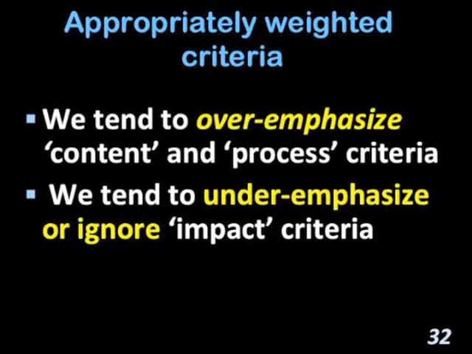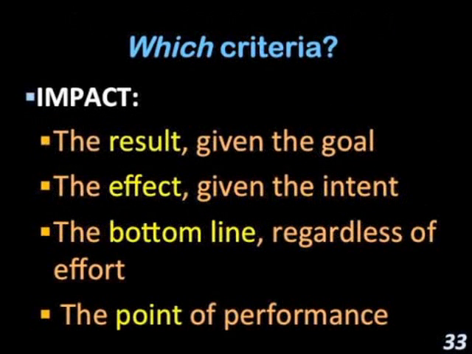What do we mean by impact? Well, the result, the effect, the bottom line. Was the point of performance honored and accomplished? It's useful, therefore, to think not only of individual criteria, but types of criteria. And so let's stick with this distinction between impact, process, and content, and follow it through with some examples.